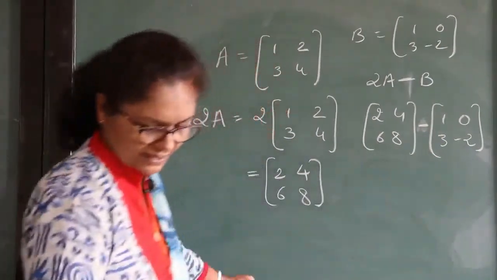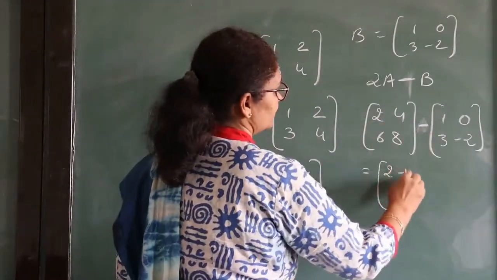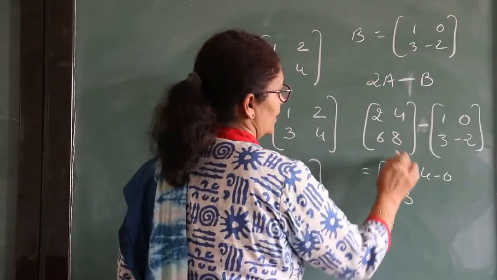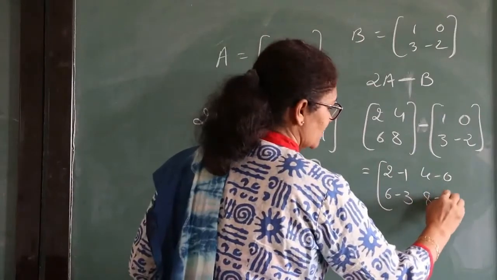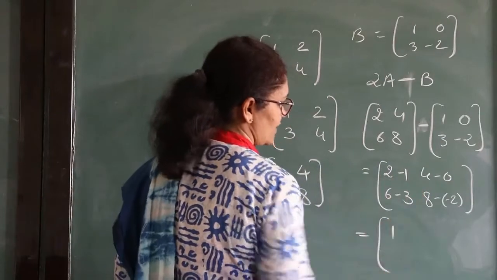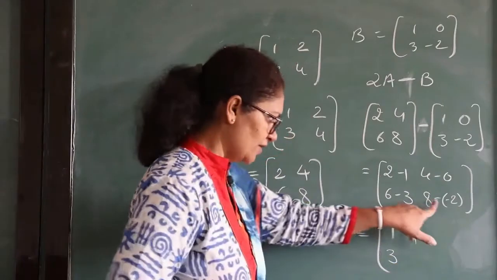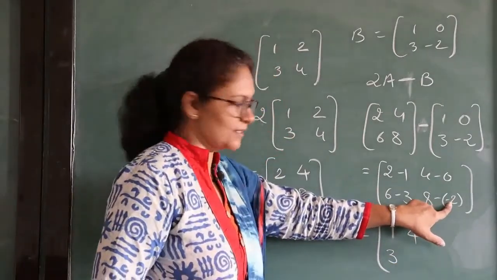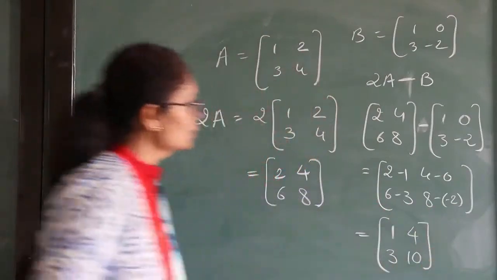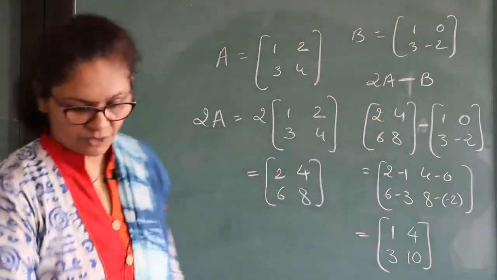When you use minus sign here, what is it? 2 minus 1, 4 minus 0, 6 minus 3 and last 8 minus 2. So now we can write 2 minus 1 is simple 1, 4 minus 0 is 4, 6 minus 3 also 3, but here minus plus. So 8 plus 2 will be 10. So I have shown multiplication with scalar, with addition and subtraction both.